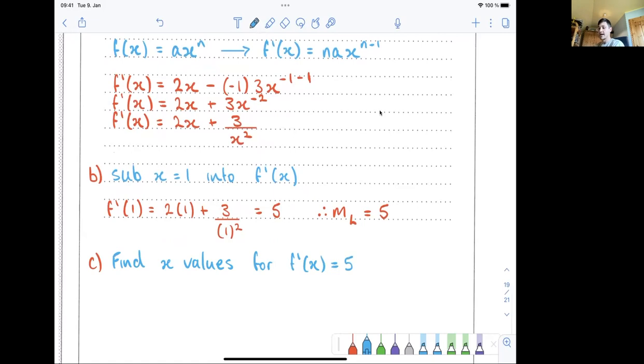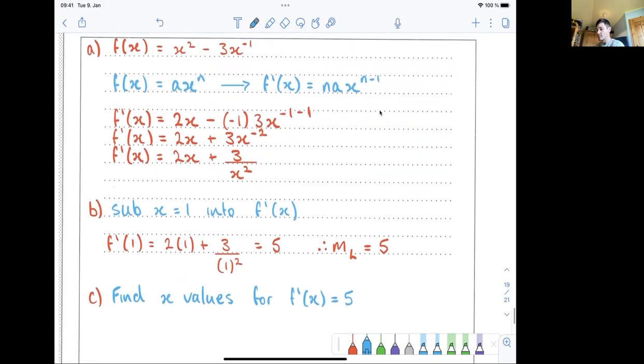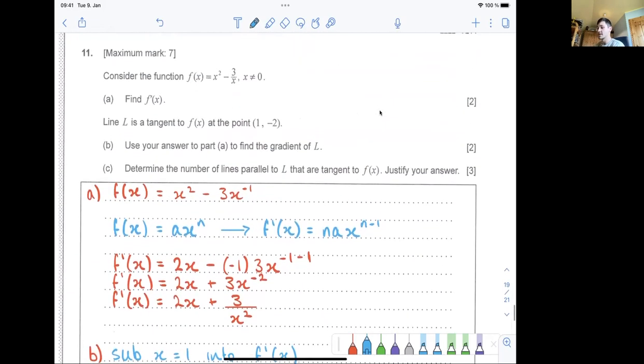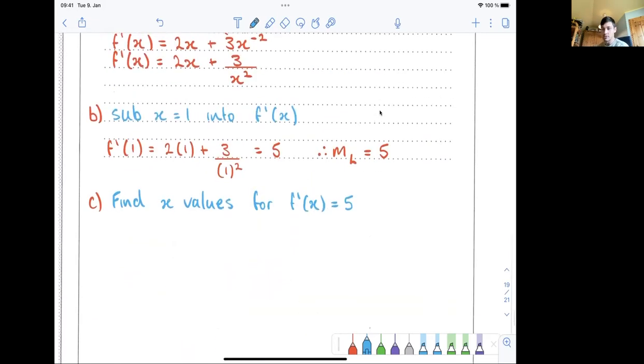And essentially this is saying how many times does our function here have a gradient of 5, but not including the line L. So we just need to find how many lines there would be that are parallel to L, aka have the same gradient of 5. The best way to do this is to graph these on our calculator.